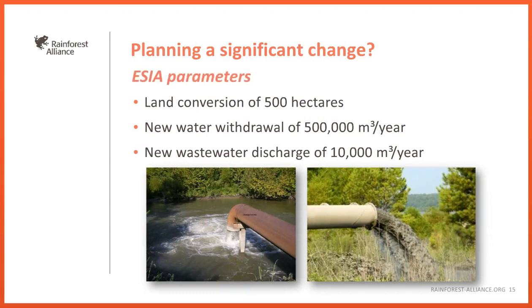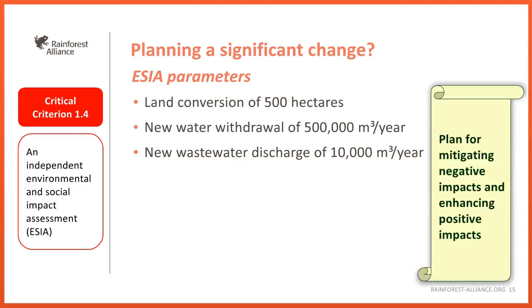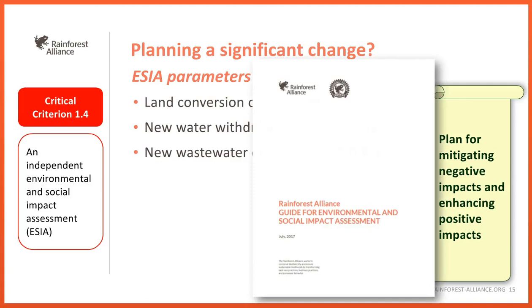Before you make any of these big changes, you need to conduct an independent environmental and social impact assessment according to Critical Criteria 1.4. Then, you need to make a plan to mitigate negative impacts and to enhance positive impacts of the change you are planning to make. If you are planning to make any significant change on your farm that exceeds the SAN ESIA parameters, please consult the SAN Guide for Environmental and Social Impact Assessment for more detail.